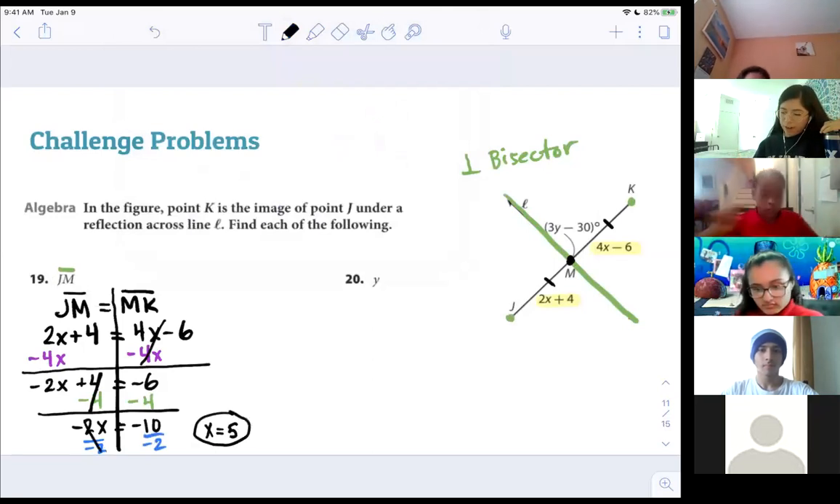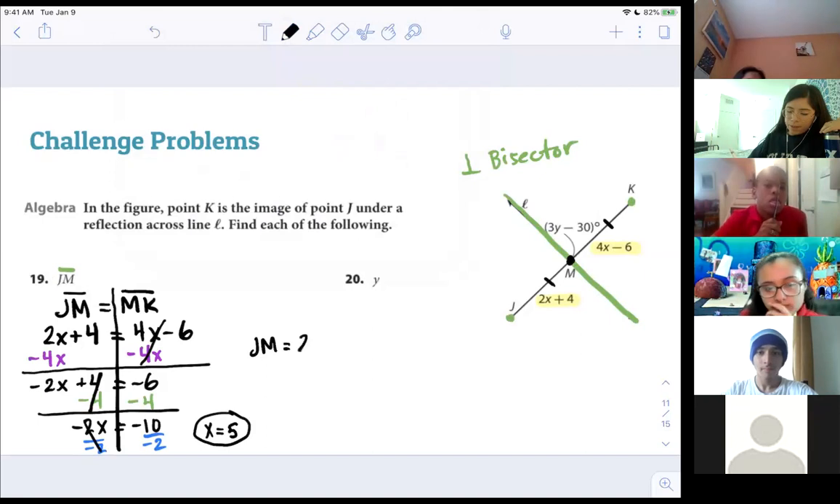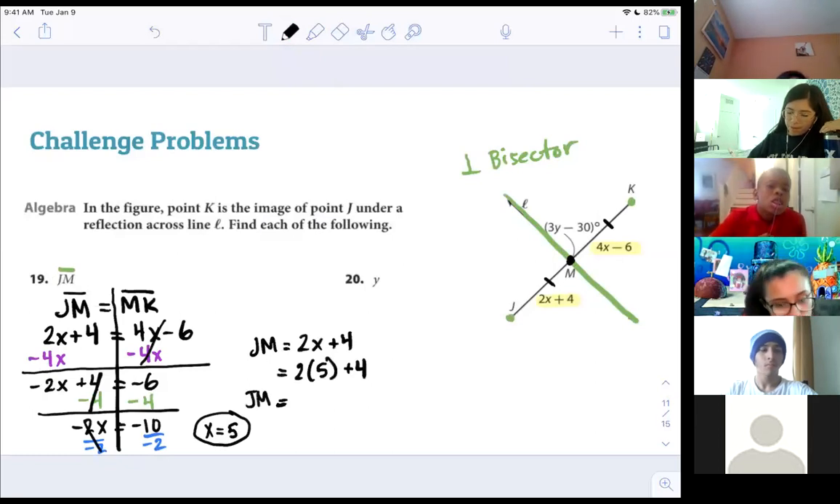So I got the value for x, but I'm not done because I want to know the length of JM. So if JM is 2x plus 4 and x is 5, I can plug that 5 in and get the answer. So I know JM is 2x plus 4. So I'm going to plug in my 5. And what do I get? 14. So JM is 14 units.